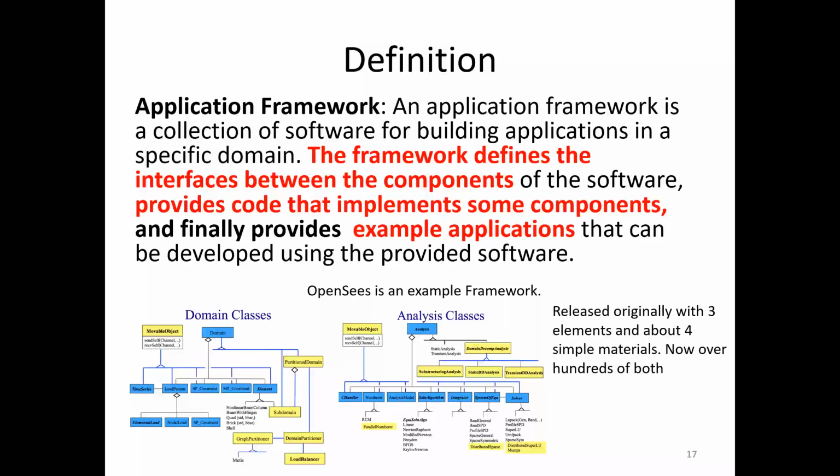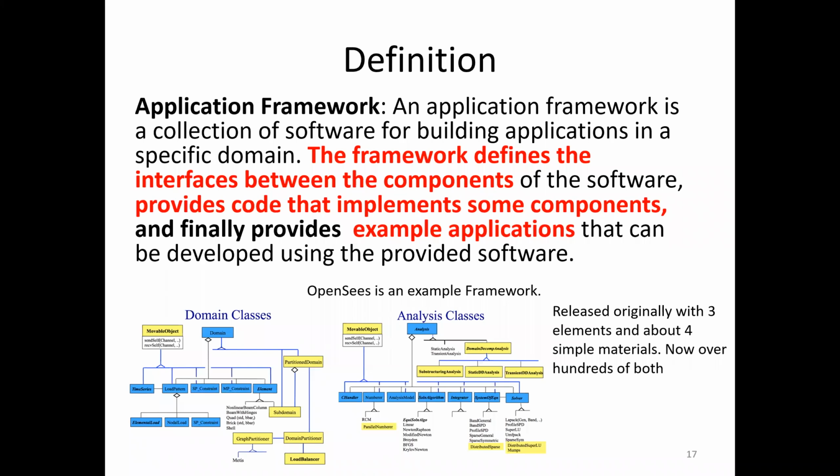Many of you are familiar with OpenSees, so I like to explain the framework in terms of OpenSees. So what is an application framework? Basically, a framework is a collection of software for building applications in a specific domain. The framework defines interfaces and components, provides code that implements the components, and then finally provides example applications that can be developed using the framework.